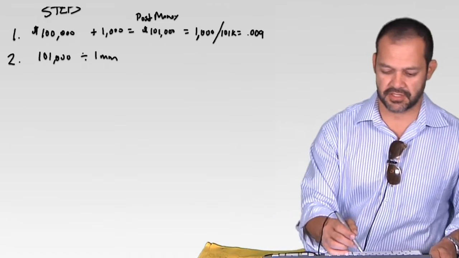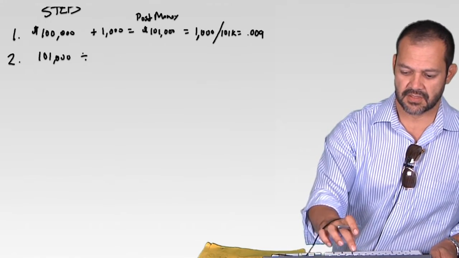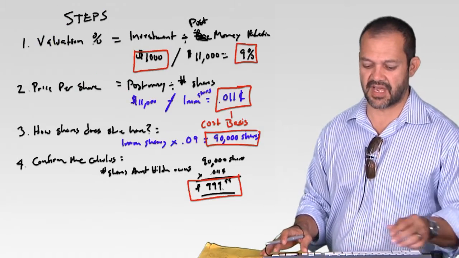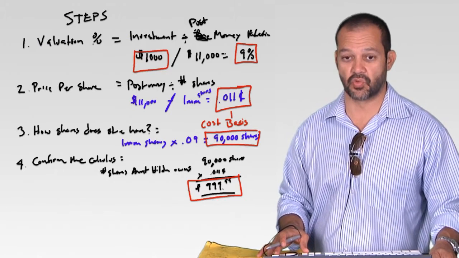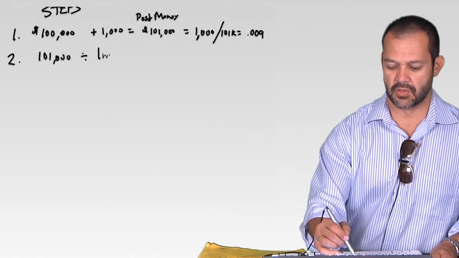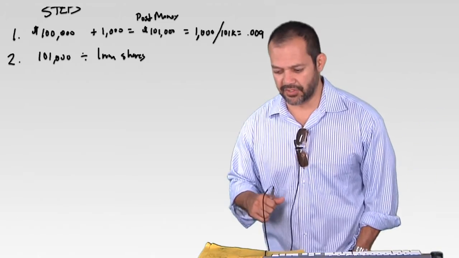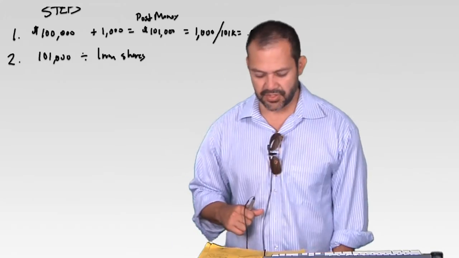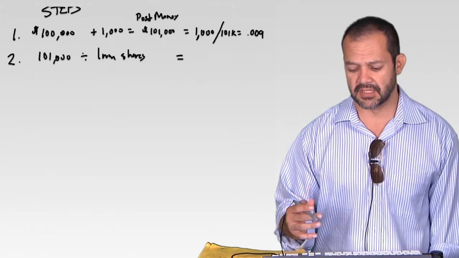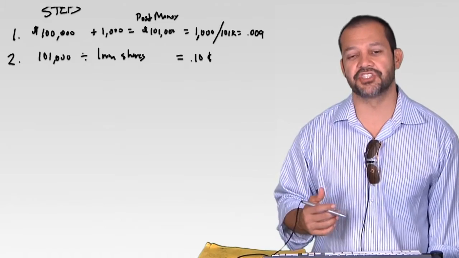And you're going to take 101,000 divided by the number of shares, 1 million shares, right? Goodness gracious, what am I talking about? So I was right, 1 million shares. And this is going to give you the price per share. Essentially, we're going to round this up, and now the cost is roughly 10 cents a share.